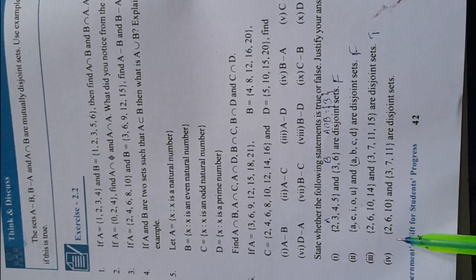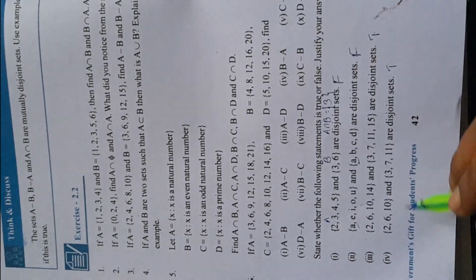So this is true. Fourth question is 2, 6, 10 and 3, 7, 11 are disjoint sets. This is also true because no common element is there in this.